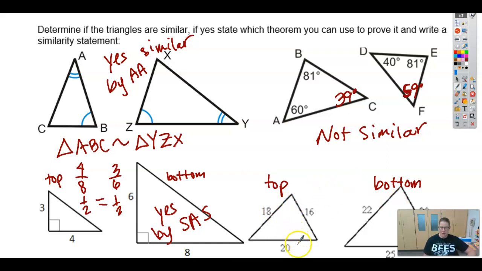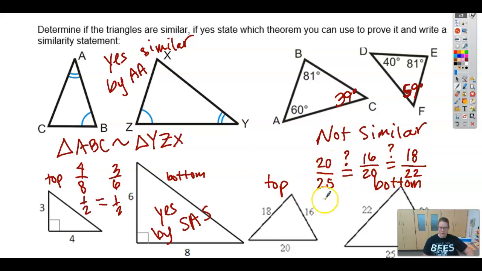I'm going to take my longest side first, which would be 20, over the bottom triangle's longest side, which would be 25. And I'm going to compare that to my shortest side, which is 16, over my shortest side on the bottom triangle, which would be 20. And I'm comparing that to my last one, which would be 18 over 22.